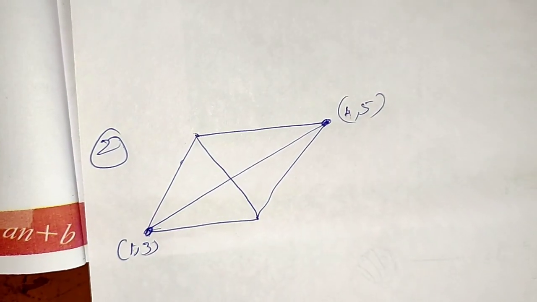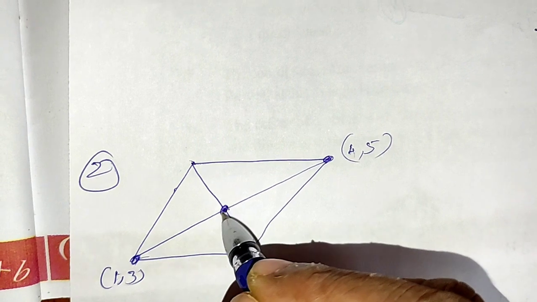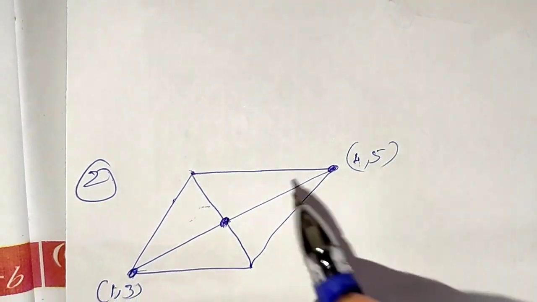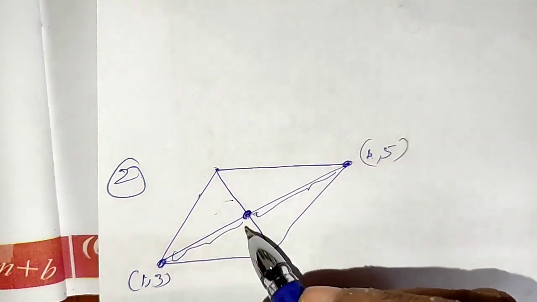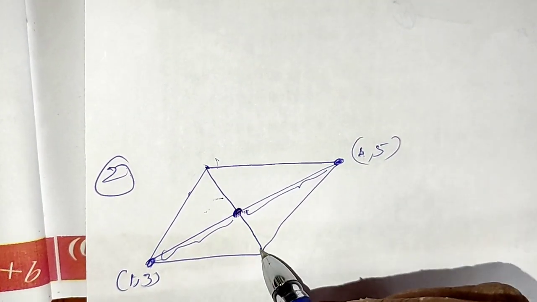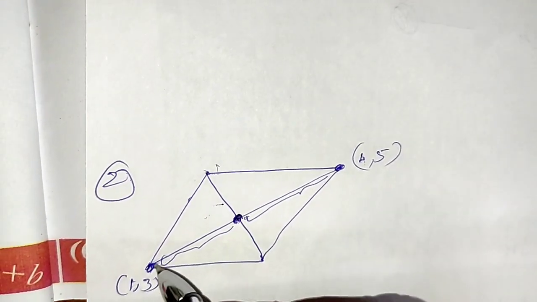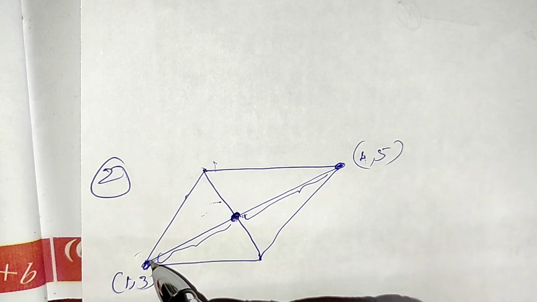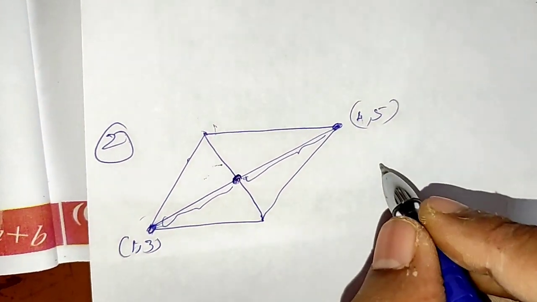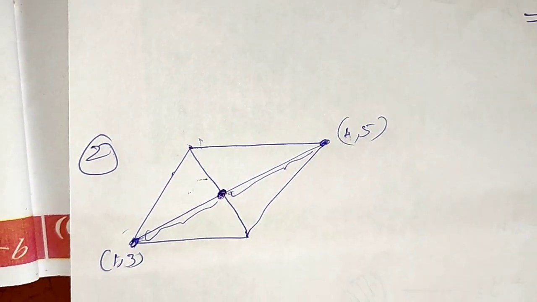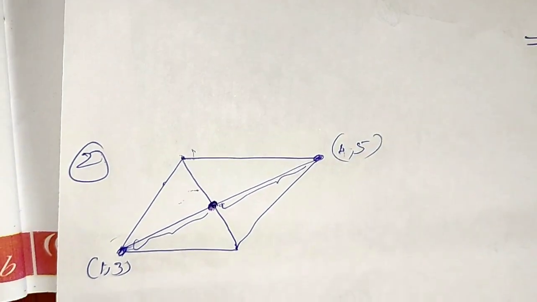And what is the property of the diagonals of a parallelogram? The diagonals bisect each other. That means this length and this length should be equal. So the point of intersection of the diagonals is the midpoint of this line. How do we calculate the coordinates of that point? It is the midpoint of the line joining (1, 3) and (4, 5).